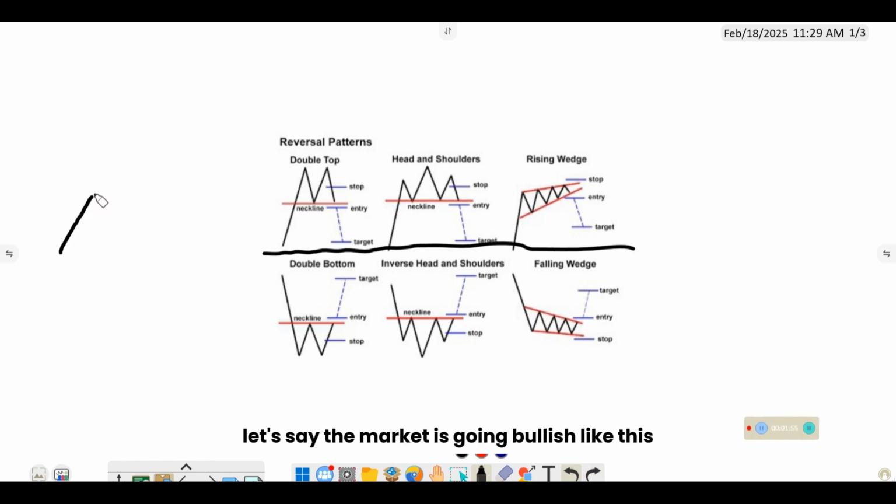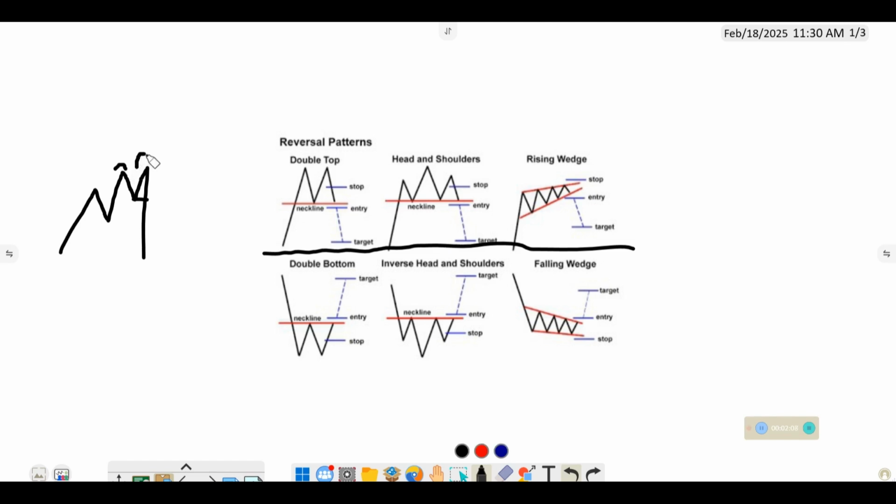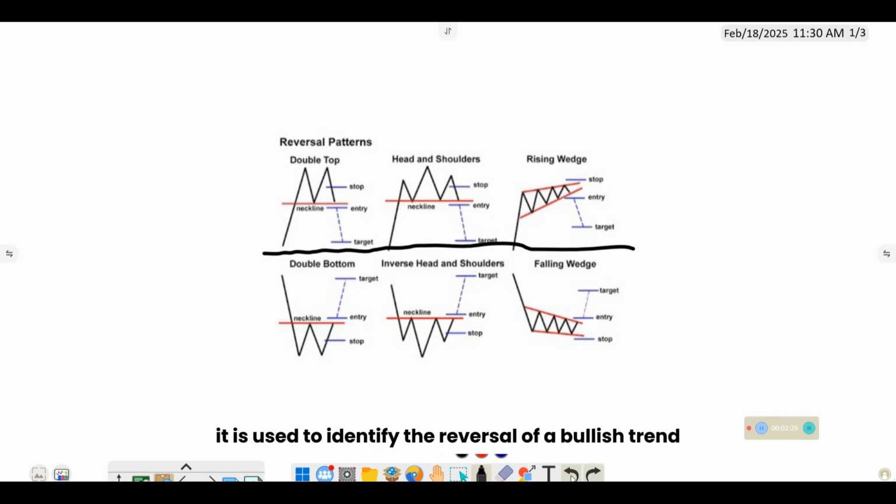So double top is a reversal pattern. Let's say the market is going bullish like this. We want to see something like a double top here, where there are two equal highs, and then the market breaks the neck of the previous low. We call this a double top pattern, and it is used to identify the reversal of a bullish trend.